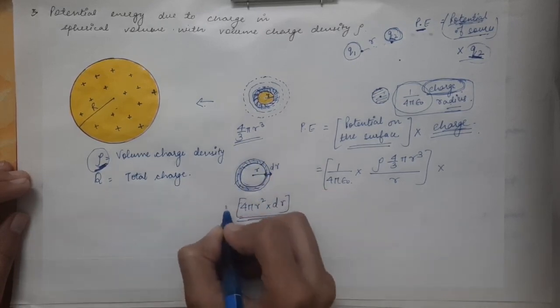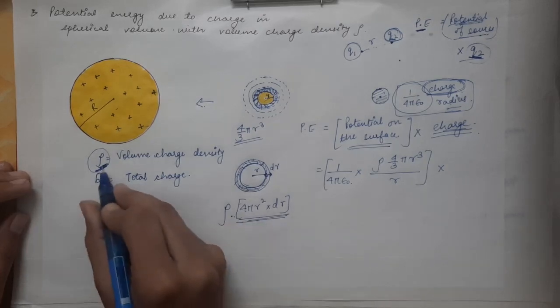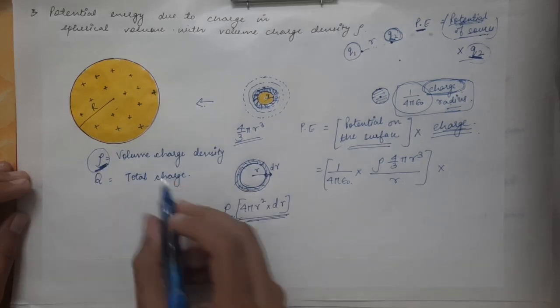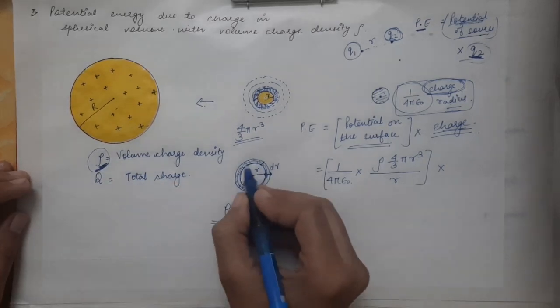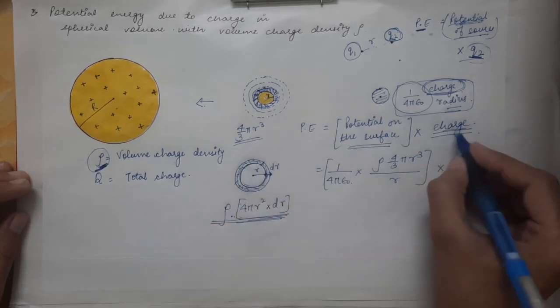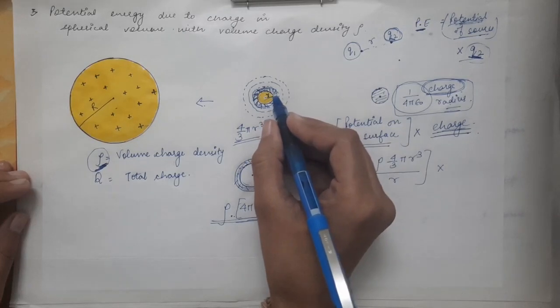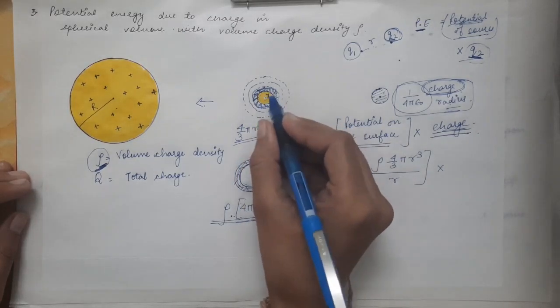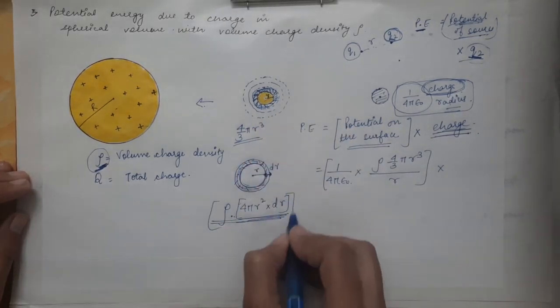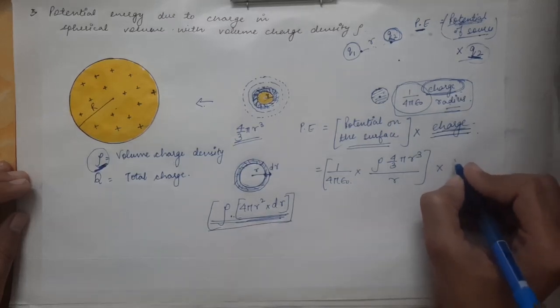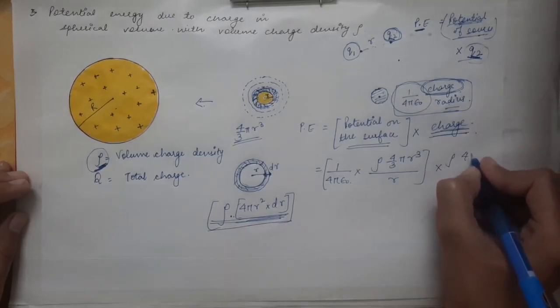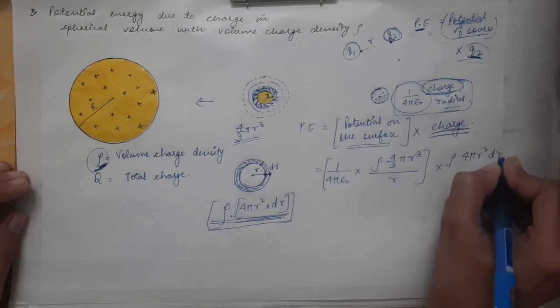So this is the volume times rho. Rho is the charge present in unit volume. So this will give us the charge in this shaded region only. So we are multiplying it with the charge which we are assembling. The charge which is assembled is in the form of a shell, and the charge on this shell is given by this formula. So we will multiply it by this rho into 4 pi r square into dr.